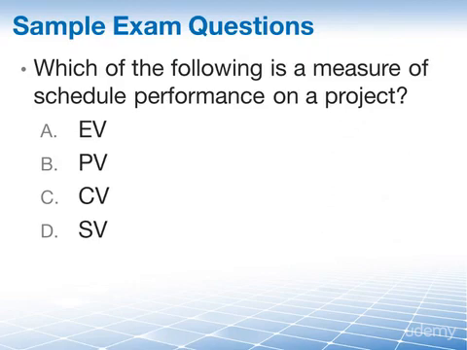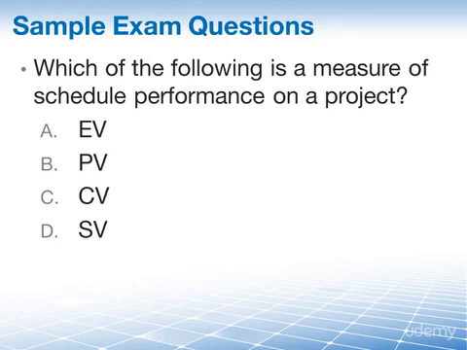And here is one such earned value related question that you should be able to answer even though we haven't looked at any of the earned value formulas and concepts yet. Which of the following is a measure of schedule performance on a project? Is it A, earned value, B, planned value, C, the cost variance, or D, the schedule variance?